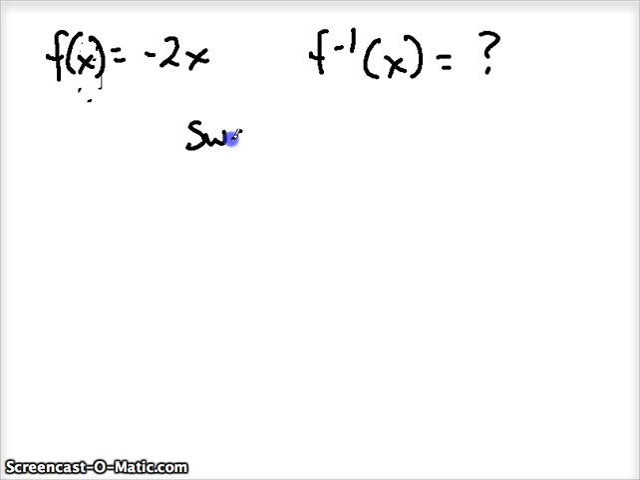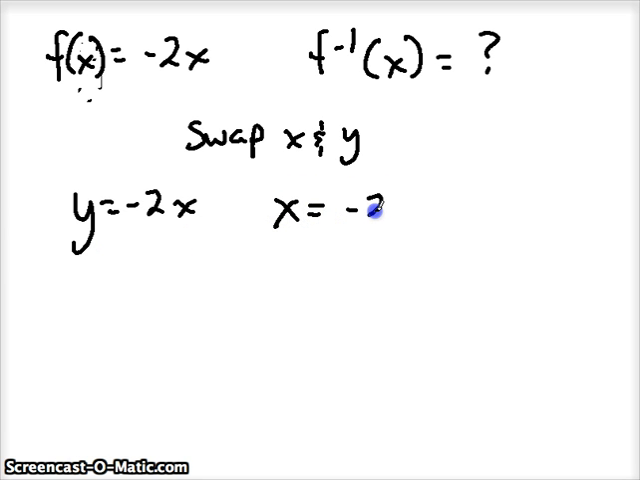Algebraically, what we do is we swap x and y, just like we did in our tables. So instead of y equals negative 2x, I'm going to swap x and y. So now I have x equals negative 2y. All I did is exchange my x and y, put them in opposite spots. So that's my first step.